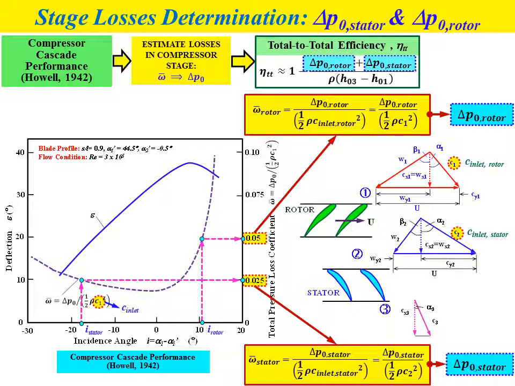So the parameters involved in the total efficiency are already solved by using the compressor cascade performance graph suggested by Howell 1942. The term H03 minus H01 in the total efficiency equation can be solved by referring to the Euler equation, where H03 minus H01 equals U times (Cy2 minus Cy1), and the values of U, Cy2 and Cy1 we can obtain from the velocity diagram.